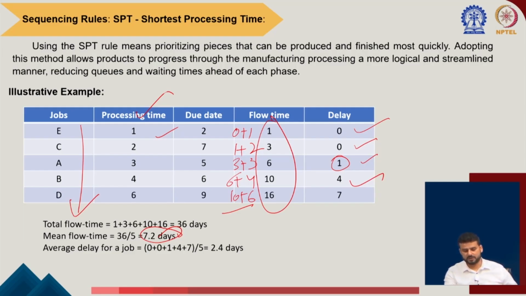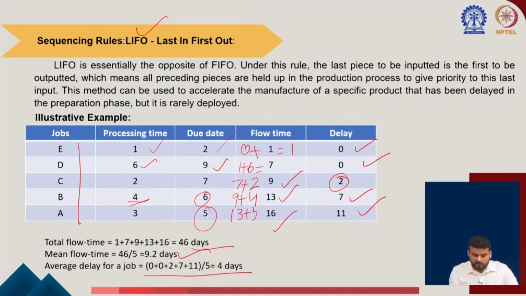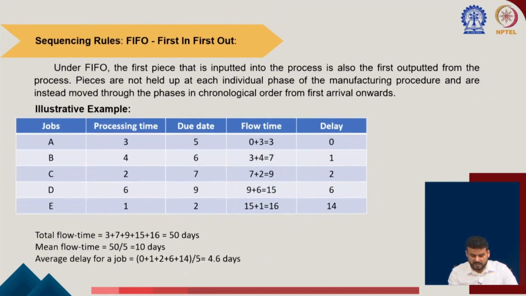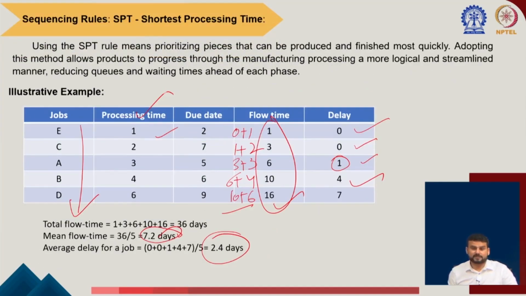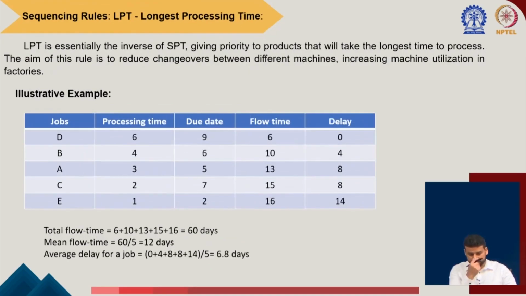Then job D, due date is 9, we finished on the 16th day, so 7 days delay is there. But still, you see, when we follow this shortest processing time, compared to last in first out and first in first out, the average delay is less, 2.4 days only, right.